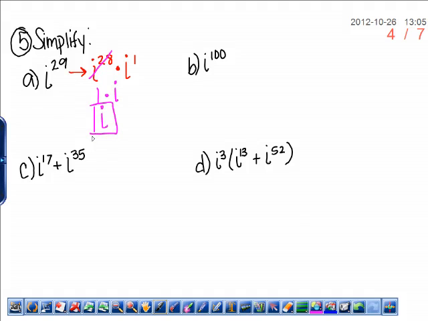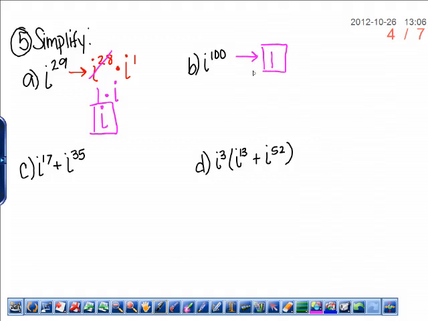Okay. Yes? No. The reason that it works for multiples of 4 is because that's when our pattern repeats. So you're always at the end, but it won't necessarily work for the other ones. Okay? All right. i to the 100th power. It's a multiple of 4, so what is it? 1. Everyone okay with that? Okay.